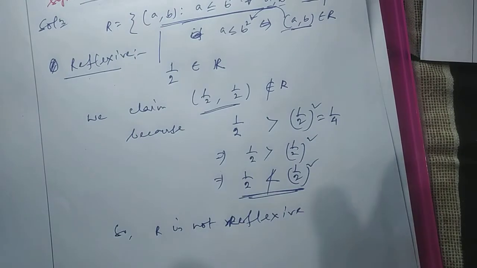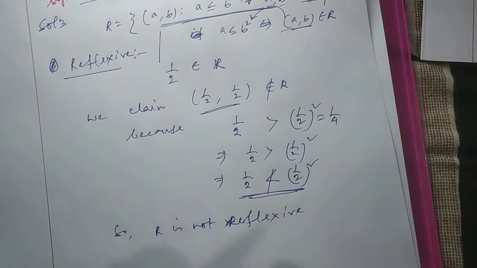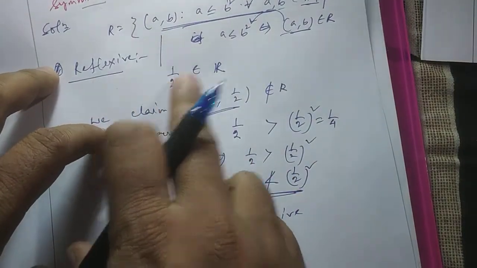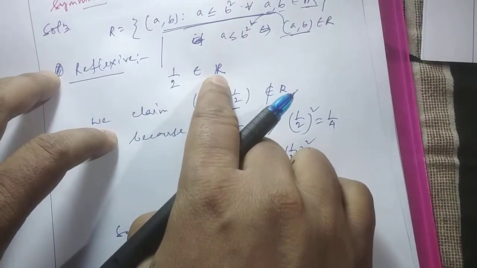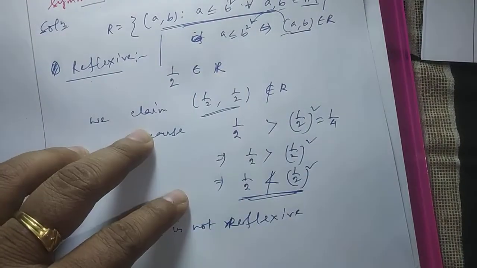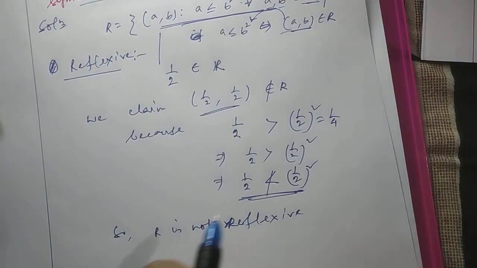Again I am saying from the start, to be reflexive, the ordered pair with the same elements has to satisfy the given relation. That means (a, a) has to belong to R, then it will be reflexive. For example here, let us take 1/2 from the real number set R. Now you have to verify whether (1/2, 1/2) belongs to R or not. If it belongs, it will be reflexive. If it does not belong, it will not be reflexive.